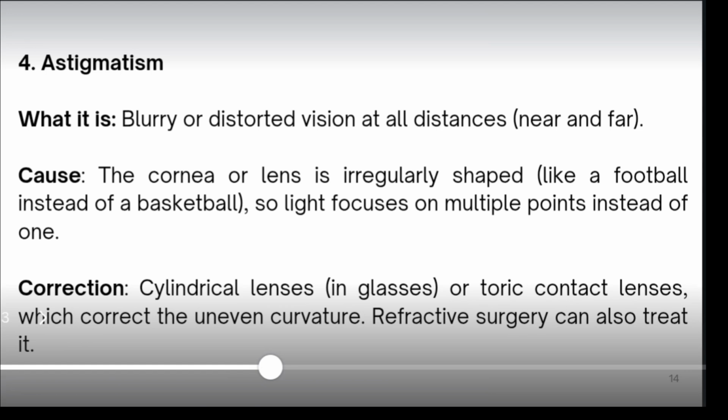And the fourth one is astigmatism: blurry or distorted vision at all distances, near or far. Cause: the cornea or lens is irregularly shaped, like a football instead of a basketball, so light focuses on multiple points instead of one. Correction: cylindrical lenses in glasses or toric contact lenses, which correct the uneven curvature. Refractive surgery can also treat it.